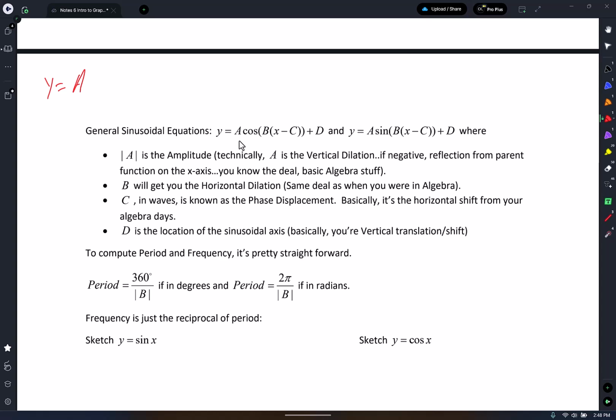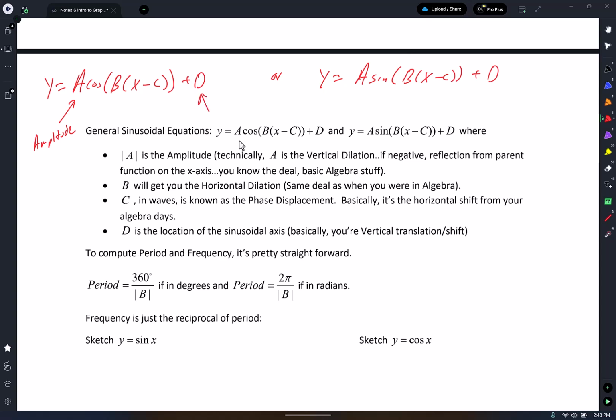All right, we're just going down the alphabet. Y equals a cosine, open parenthesis, b, open parenthesis, x minus c, close, plus d. Or y equals a sine, open parenthesis, b, open parenthesis, x minus c, close, plus d. Relax. The A stands for amplitude. It kind of works the same way as when you're multiplying a function, which does either a vertical stretch or compression.